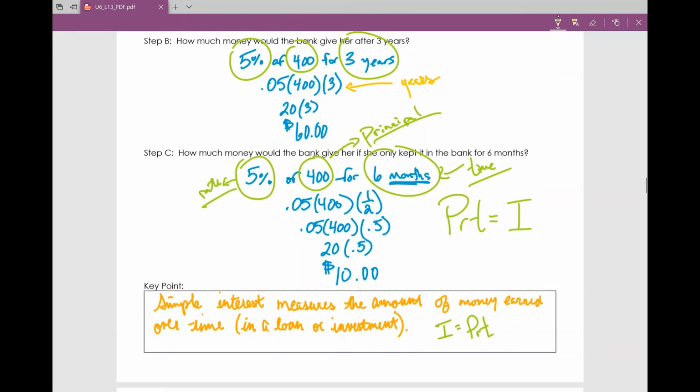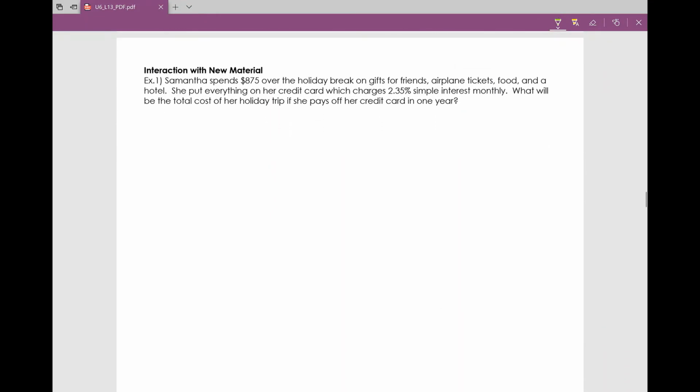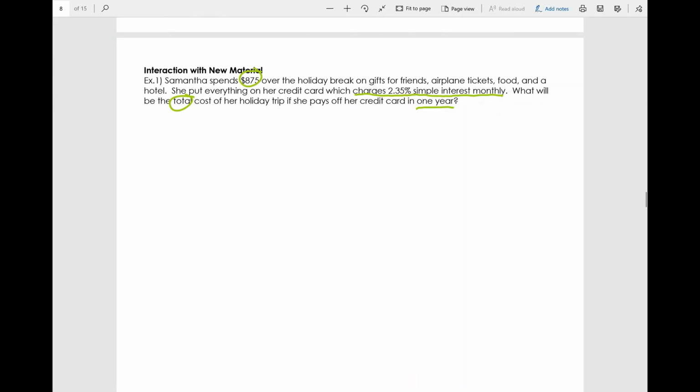So let's scroll down. It says, Samantha spends $875 over the holiday break on gifts for friends, airplane tickets, food, and a hotel. She put everything on her credit card, which charges 2.35% simple interest monthly. What will the cost be for her holiday trip if she pays off her credit card in 1 year? So also I'm going to circle the word total.